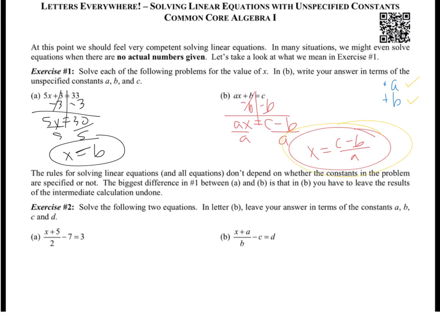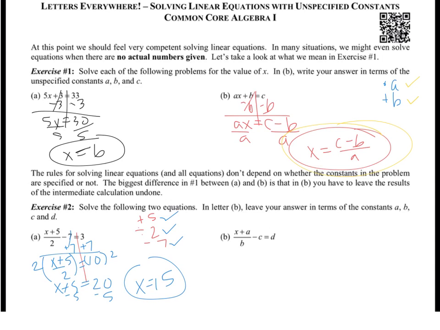So first one, let's look at what's happening to x. The first thing that happens was added 5, then divided by 2, then minus 7. So first thing we're going to do is add 7. So now I have x plus 5 over 2 equals 10. Then we're going to multiply by 2. So x plus 5 equals 20. Then we're going to subtract 5. So x equals 15.